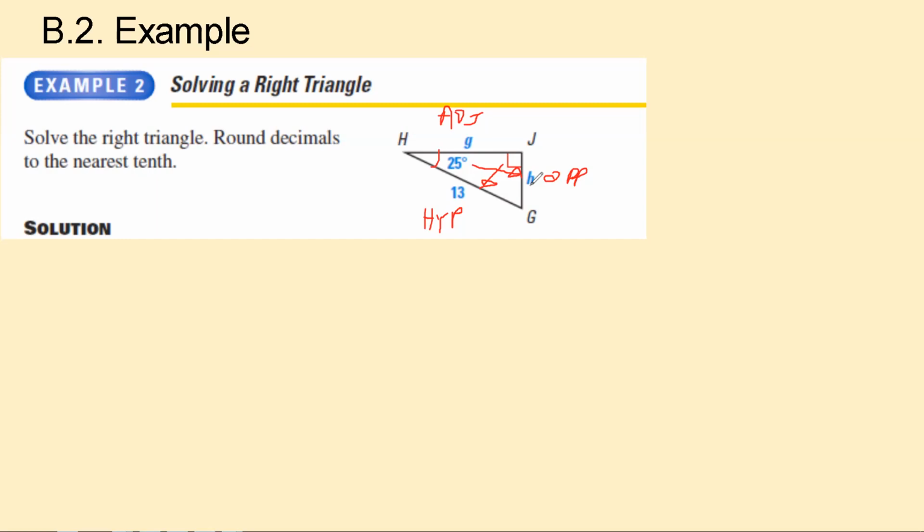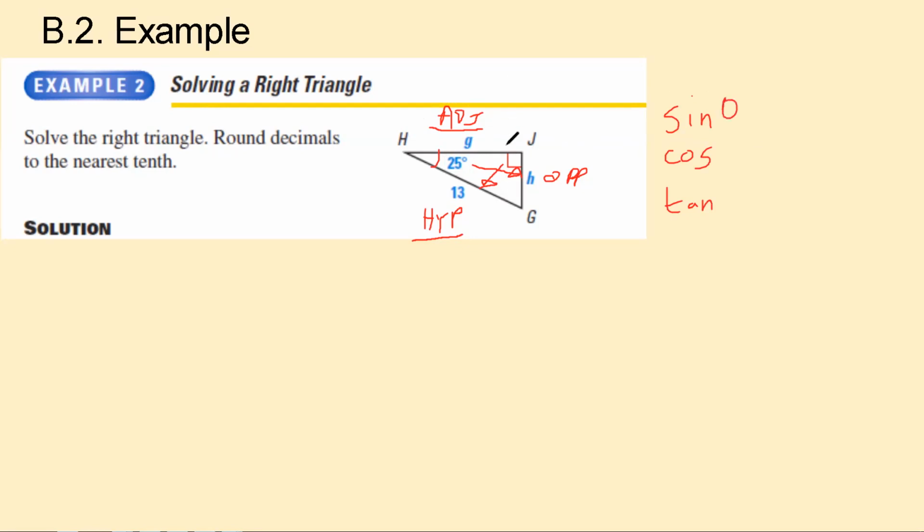All right, so now we're going to use our formulas. Let's find G first. If I want to find the value of G, the adjacent side, when my known side is the hypotenuse, which trig function relates adjacent and hypotenuse? Sine, cosine, or tangent? That's right, cosine.